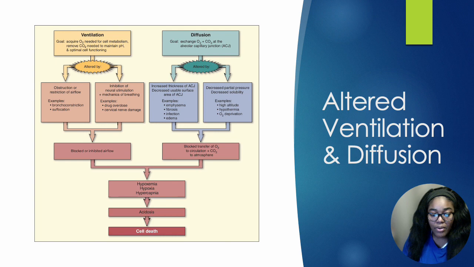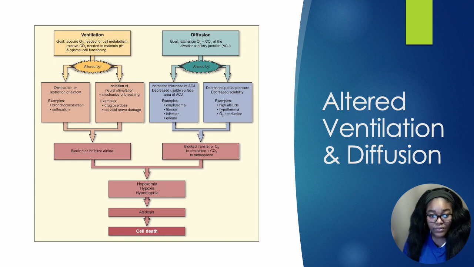Anytime you have hypercapnia or any of these three, hypoxemia, hypoxia, or hypercapnia, it leads to an acidosis state of the body, respiratory acidosis. And with that respiratory acidosis, you have cell death. So again, this is the mechanism by which ventilation can be altered. Now let's move on to diffusion.